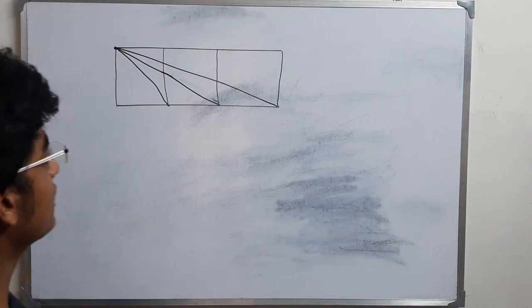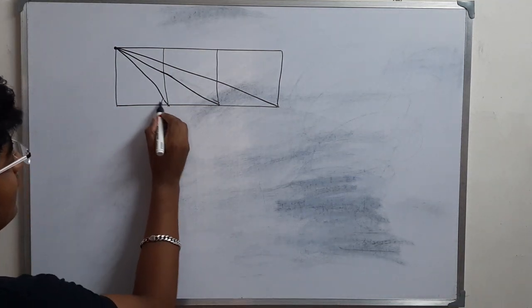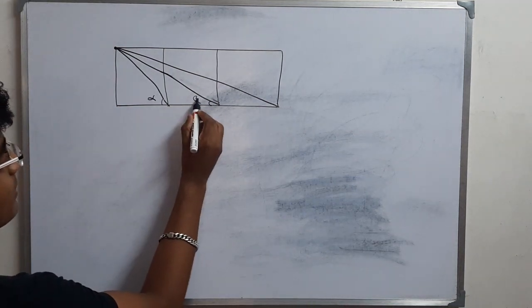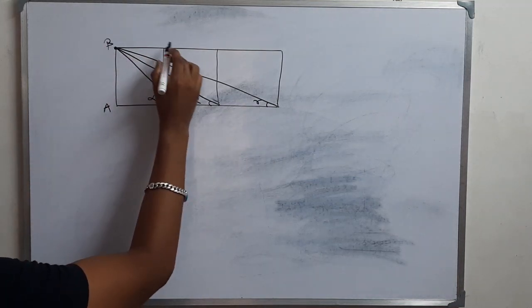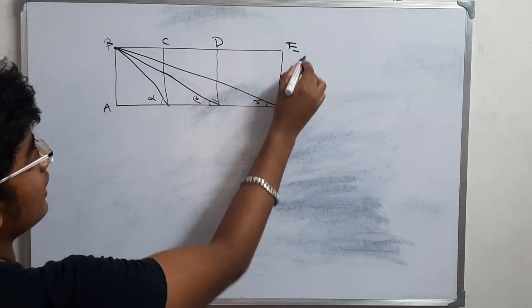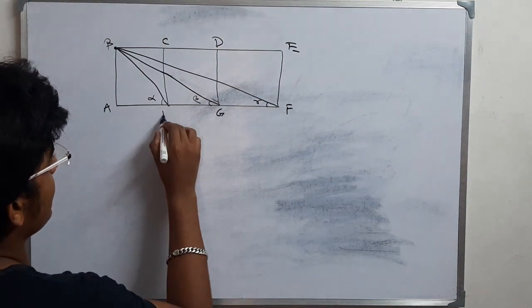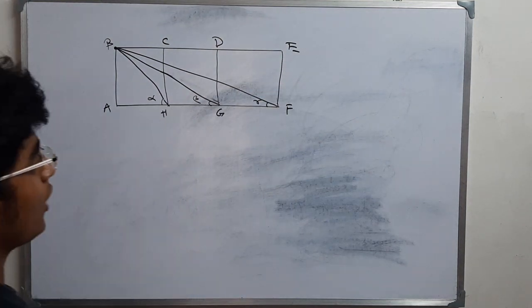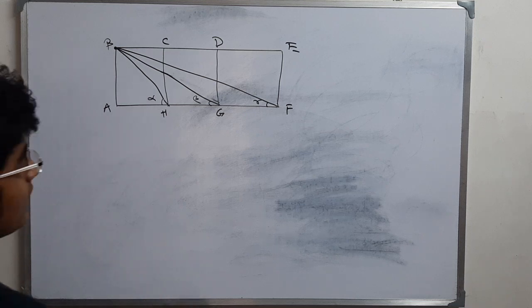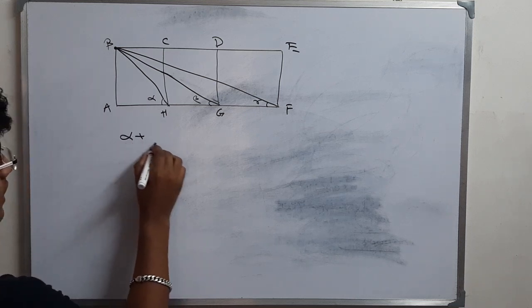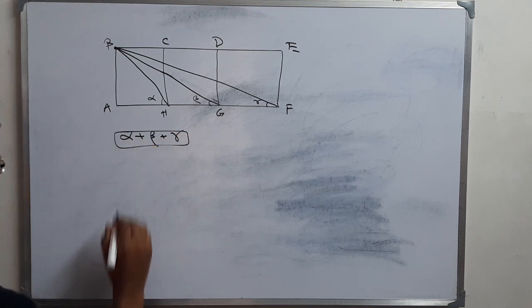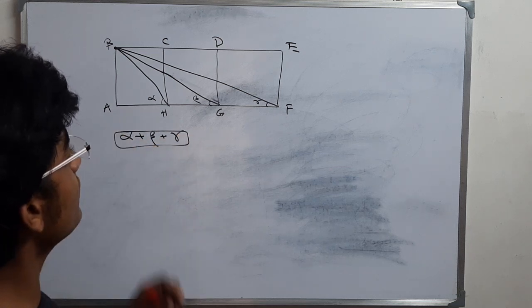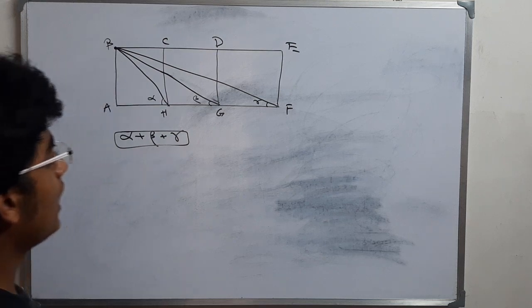This was the construction given. This angle was named alpha, this was named beta, and this was named gamma. The points are A, B, C, D, E, F, G and H. Now what are we asked? We are asked to find the value of alpha plus beta plus gamma.